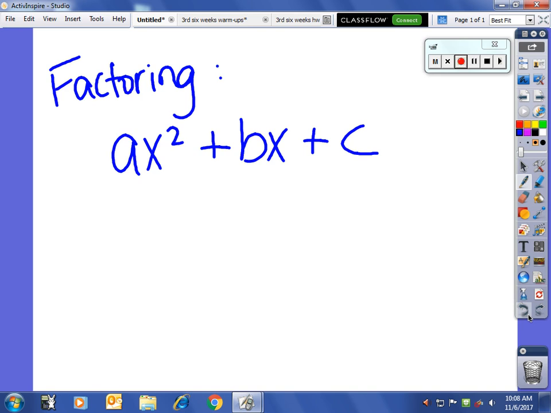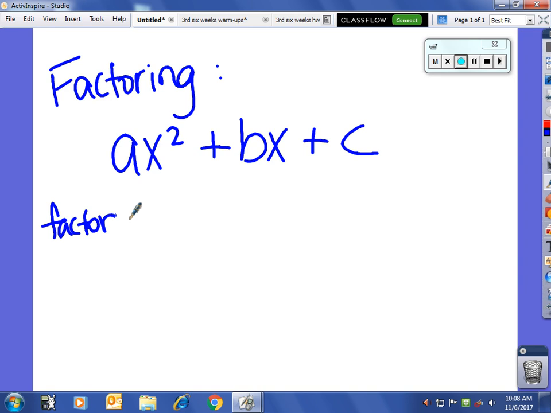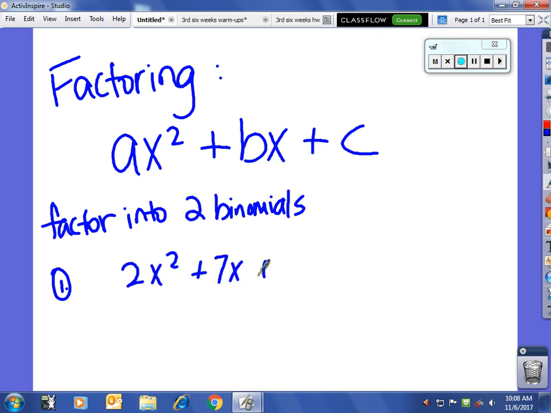The pieces of the puzzle all have to fit together. So our job here is to factor into two binomials, just like normal. I'm going to start with the product. The first one is 2x squared plus 7x plus 6, and our job is to figure out what two binomials got multiplied together to give that lovely quadratic expression, 2x squared plus 7x plus 6. Factoring. This is the title.